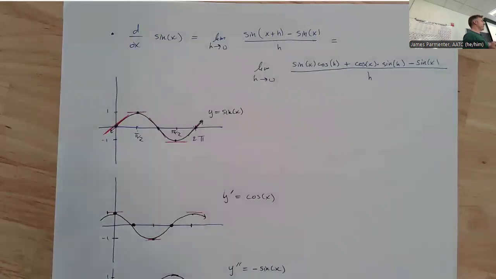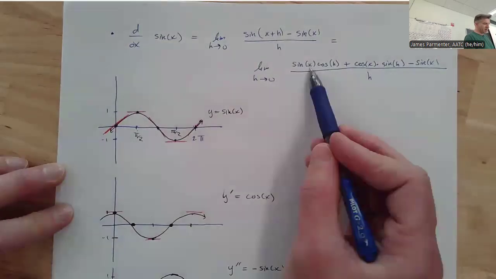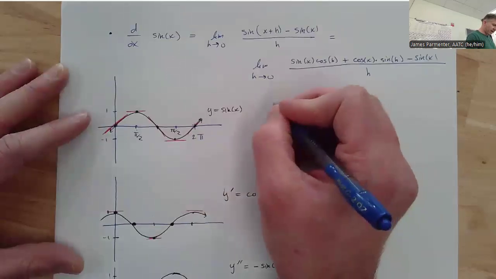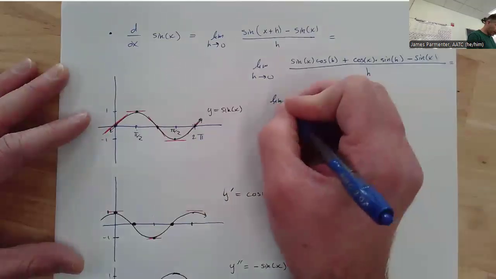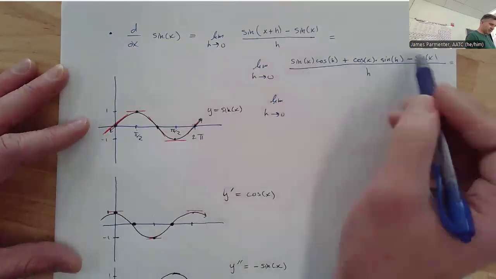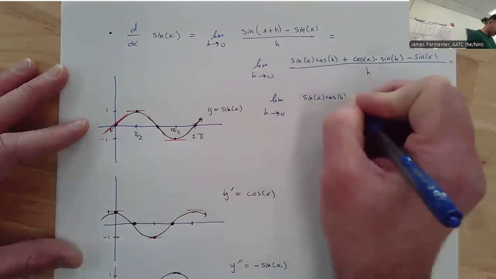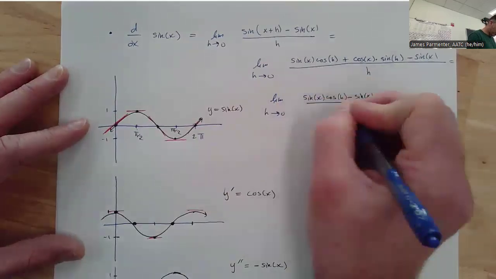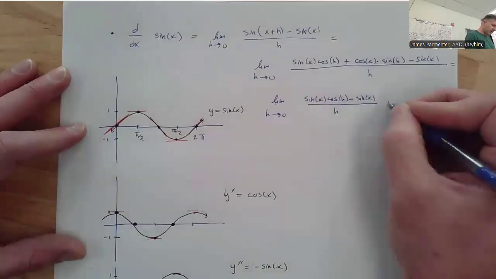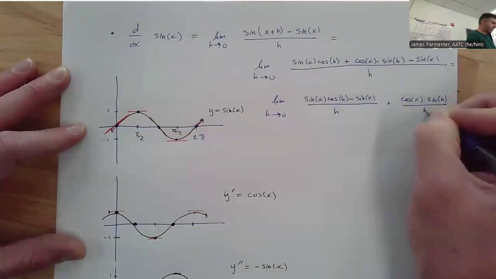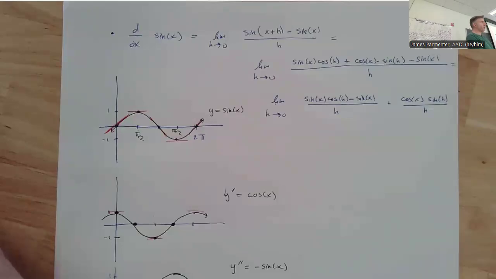So here's what we're going to do now. We're going to try to group together pieces that we can deal with. Specifically, since I see a sine of x here and a sine of x here, I'm going to put those two pieces together and then factor out the sine of x. So right now I'm going to rewrite this as the limit as h goes to 0. I want these two pieces: the sine of x times cosine of h minus the sine of x, all divided by h. And then I want this piece as well, the cosine of x times sine of h over h. Oh, sine of h over h. That looks familiar. That seems like a good sign.